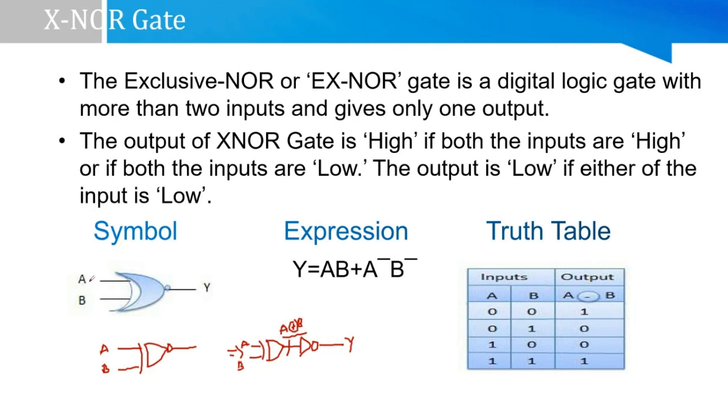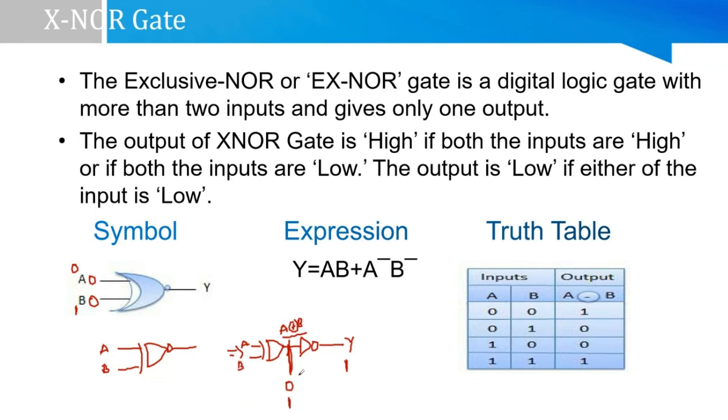Suppose A is 0 and B is 0. What is the operation of XOR? When A is 0 and B is 0, what will you get at the output? 0 for the XOR. Since the inputs are the same, XOR will be 0, and for different inputs, it will be 1. So for XNOR it will give the inverted output, which will be 1. When you have 0 and 1, for the XOR, you will get it as a 1.